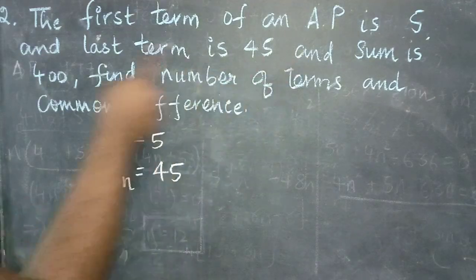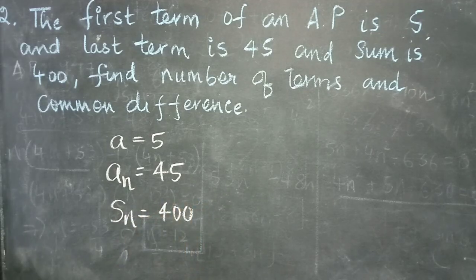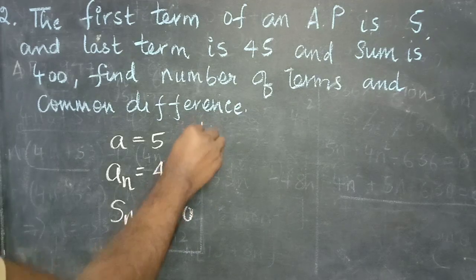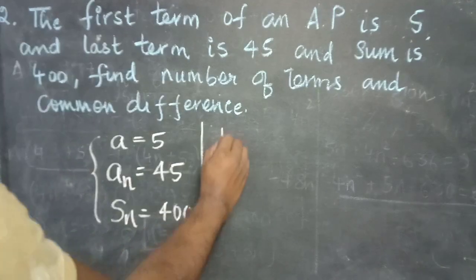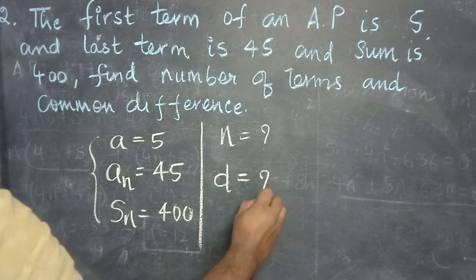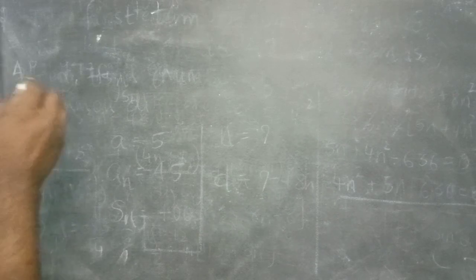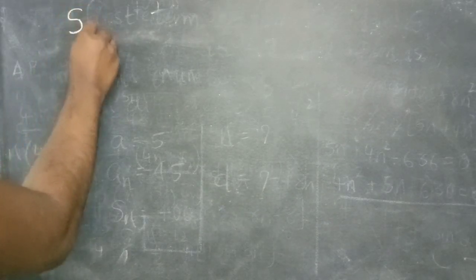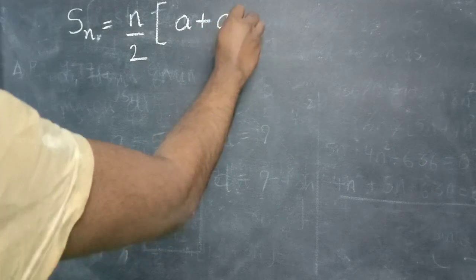Then what is the sum? Sum is 400. What is the given data? The first term a equals 5, nth term an equals 45, and the sum Sn equals 400. Now, based on this data, I should find out the value of n, that is n equals question mark. Then we should find out the common difference. Since I have the nth term value, therefore I can use the formula Sn equals n divided by 2 into a plus an.